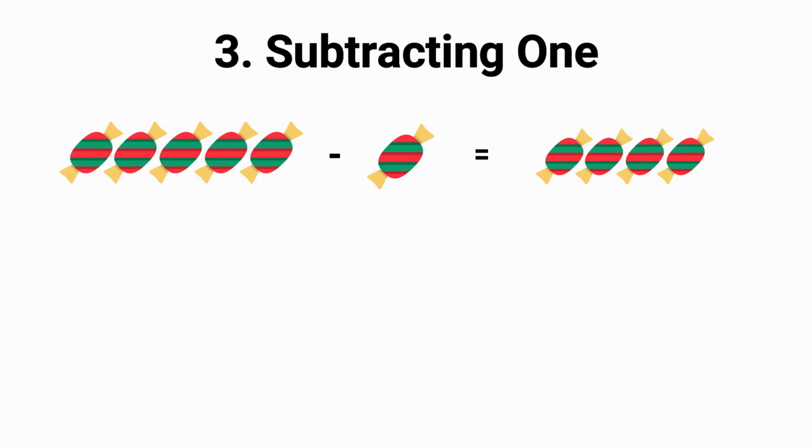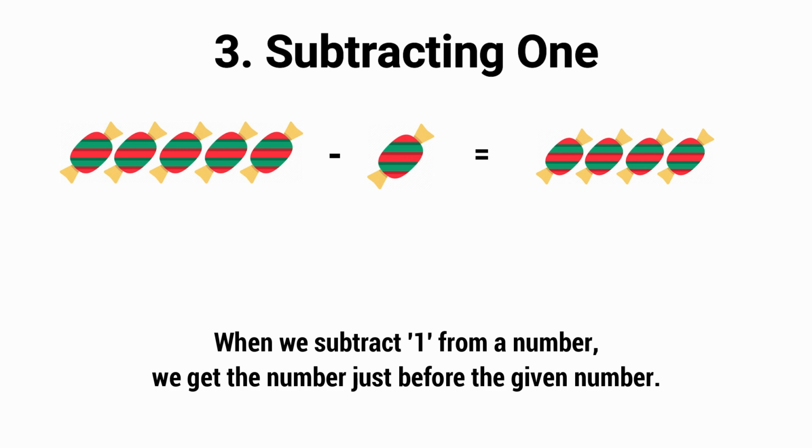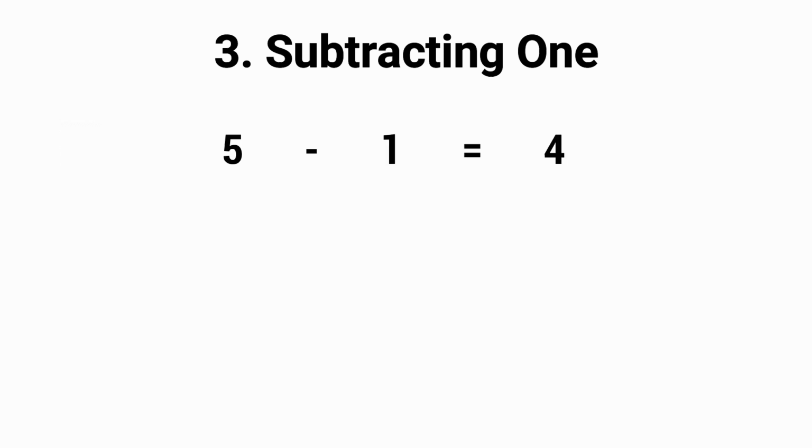So, when we subtract 1 from a number, we get the number just before the given number. In this question, you will see 5 minus 1 is equal to 4, and 4 is the number that comes just before the given number. And here the given number is 5. So 5 minus 1 is equal to 4.